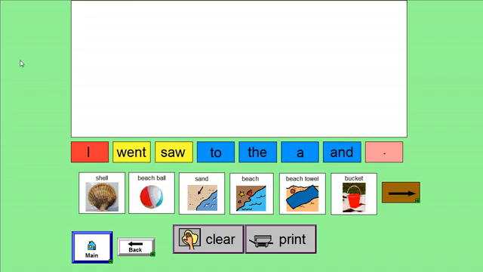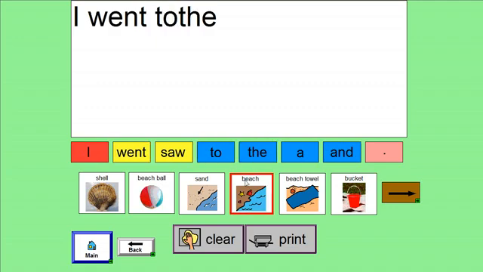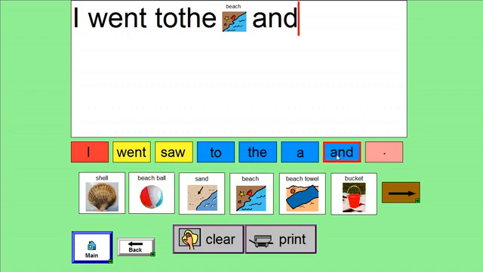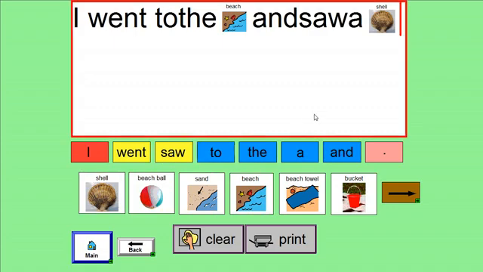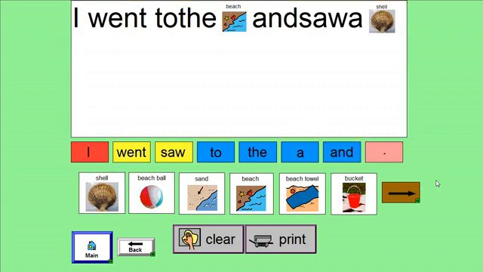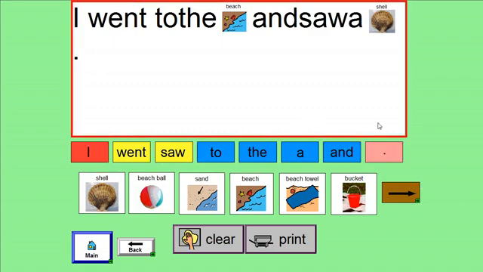And it's just an example of an activity for writing. So I went to the beach. I saw a shell. Some of the spacing hasn't been programmed there, but you can see how that can be done.